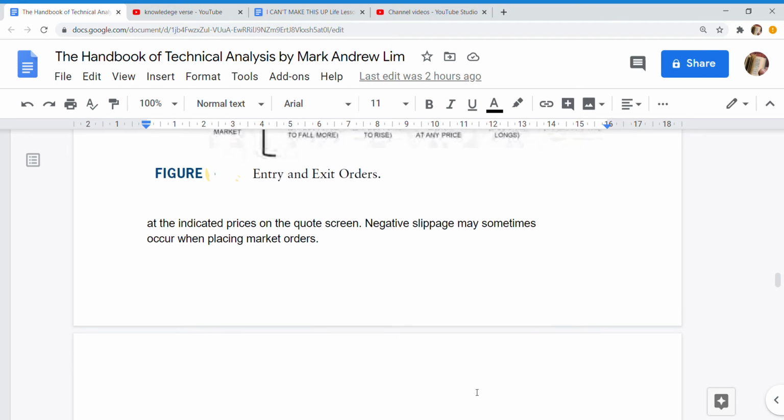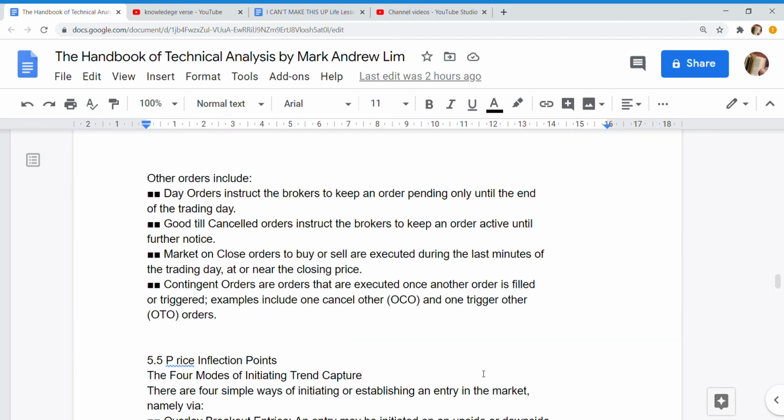Other orders include day orders, which instruct the brokers to keep an order pending only until the end of the trading day. Good till cancelled orders instruct the brokers to keep an order active until further notice. Market on close orders to buy or sell are executed during the last minutes of the trading day at or near the closing price.